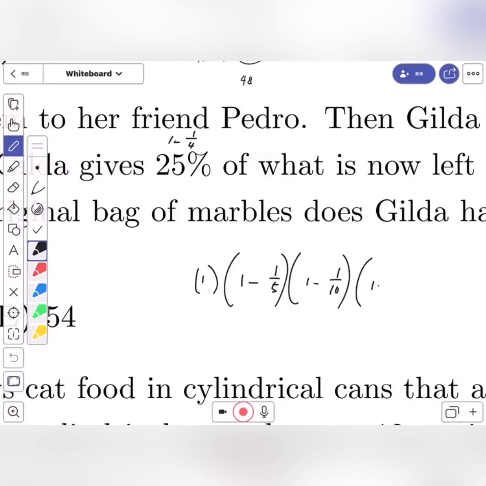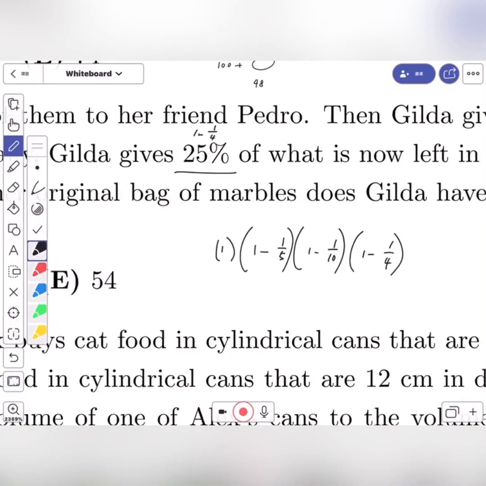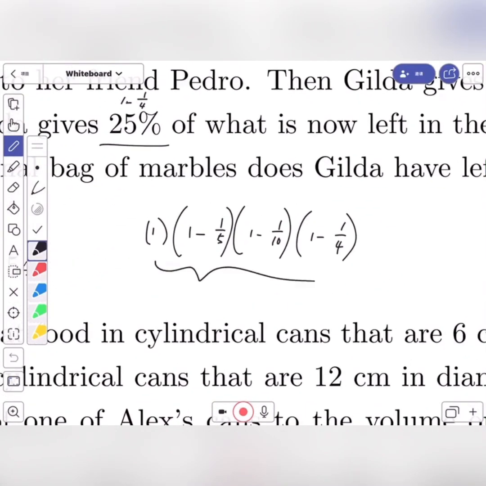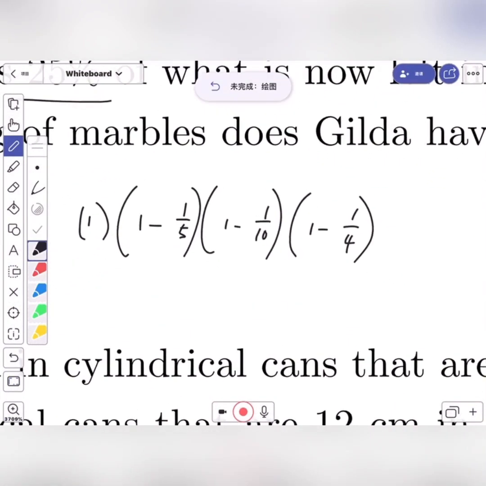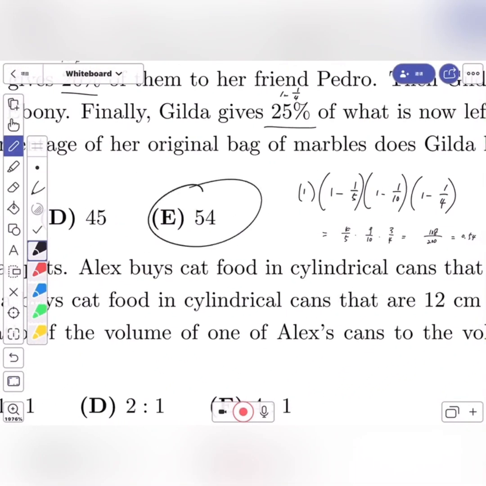And then we have 75% left since we gave 25% to someone else. So we just want to compute this out, and this gives 4/5 times 9/10 times 3/4. That is equal to 108 over 200, and evaluate that out, that's going to be 0.54, which is just 54%.